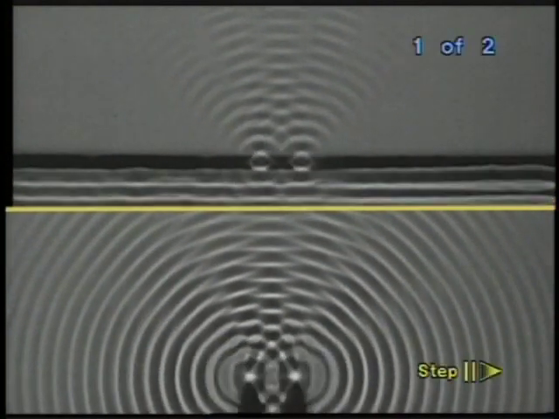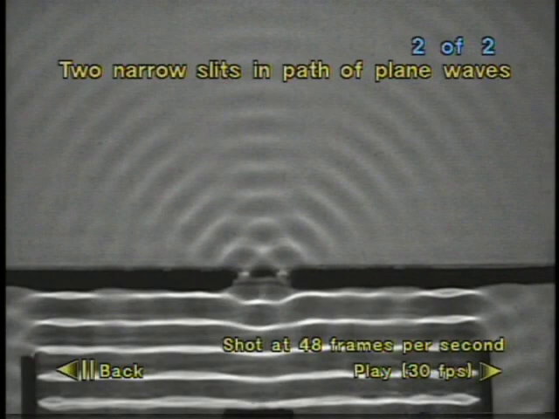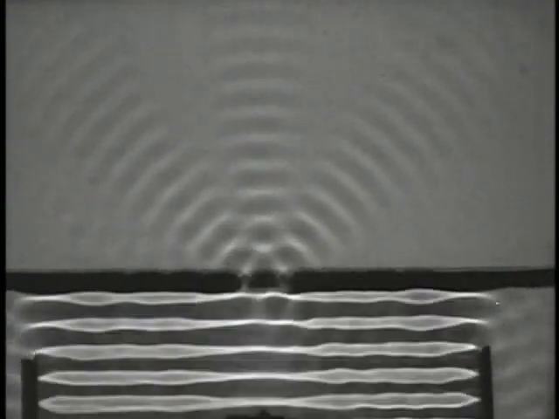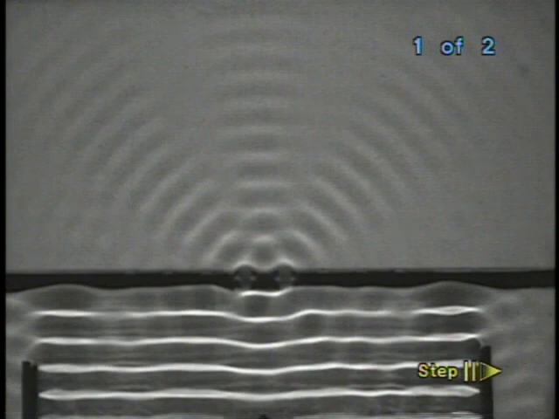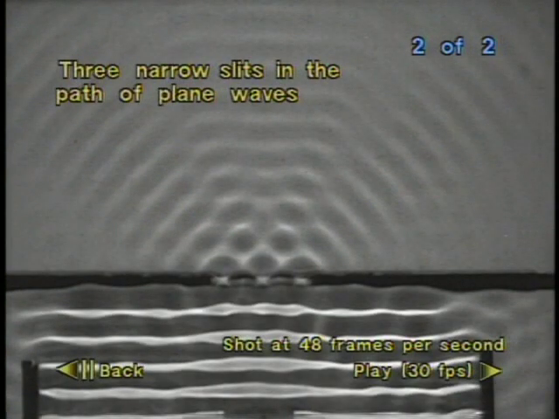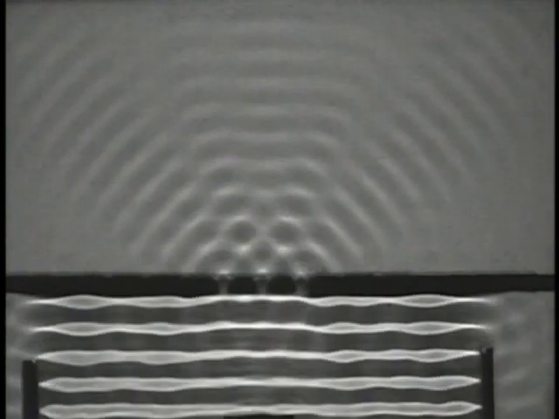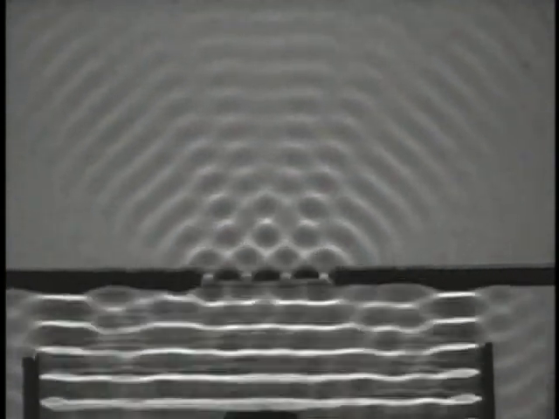Double slit and double point source patterns. A double slit diffraction pattern. A triple slit diffraction pattern. A 4-slit diffraction pattern. An 8-slit diffraction pattern.